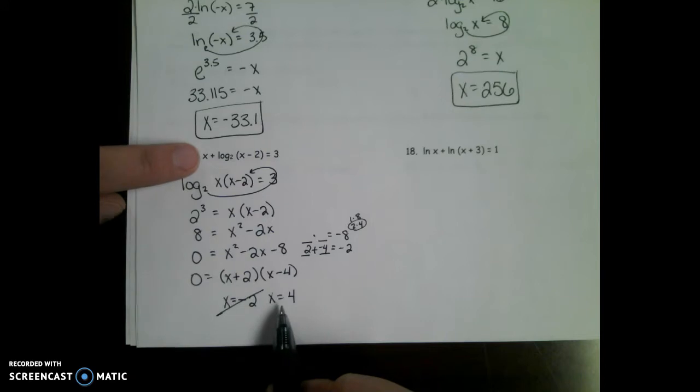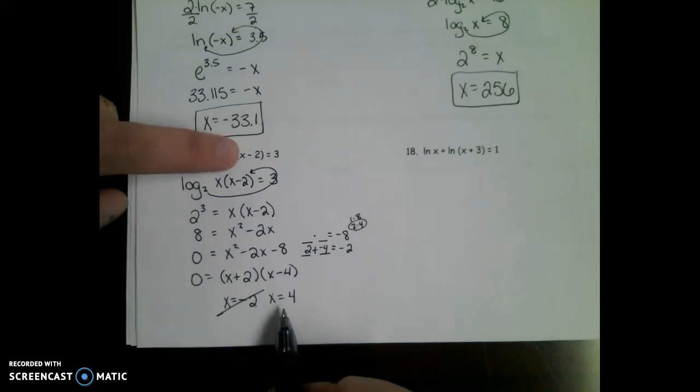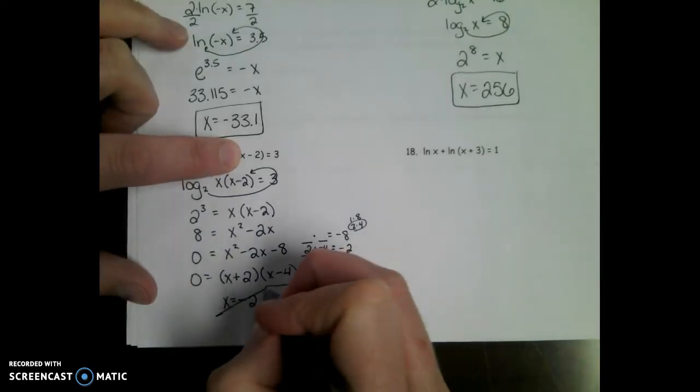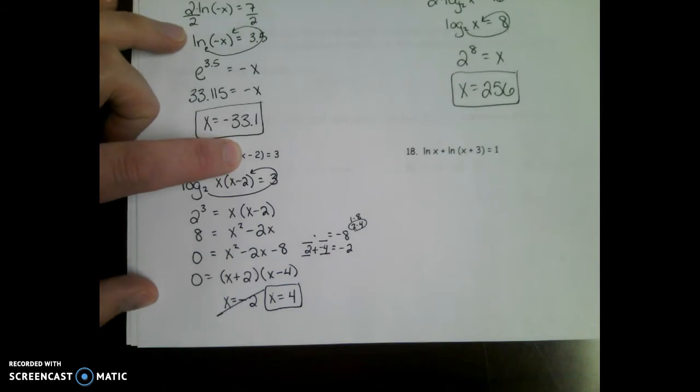Log base 2 of 4, that's fine. Log base 2 of 4 minus 2. 4 minus 2 would be 2, positive number. That one is fine.